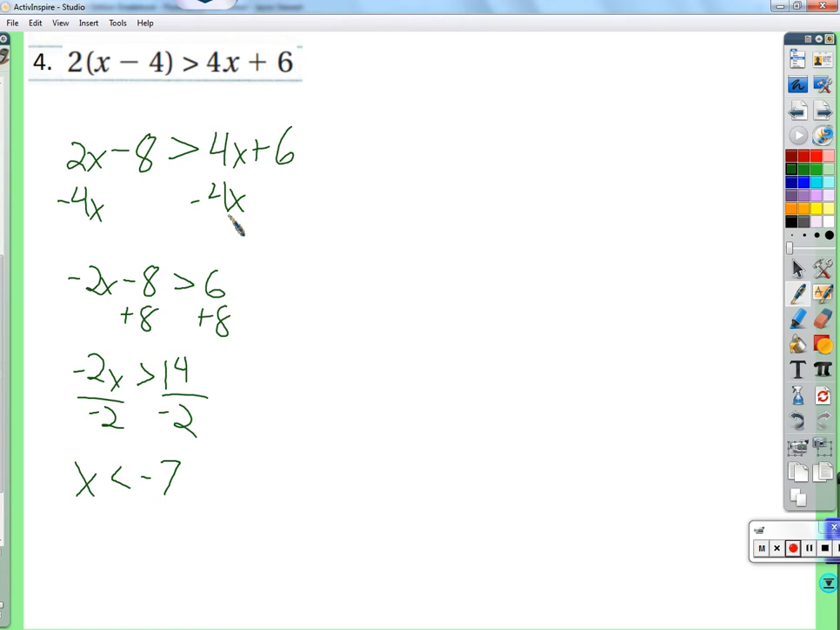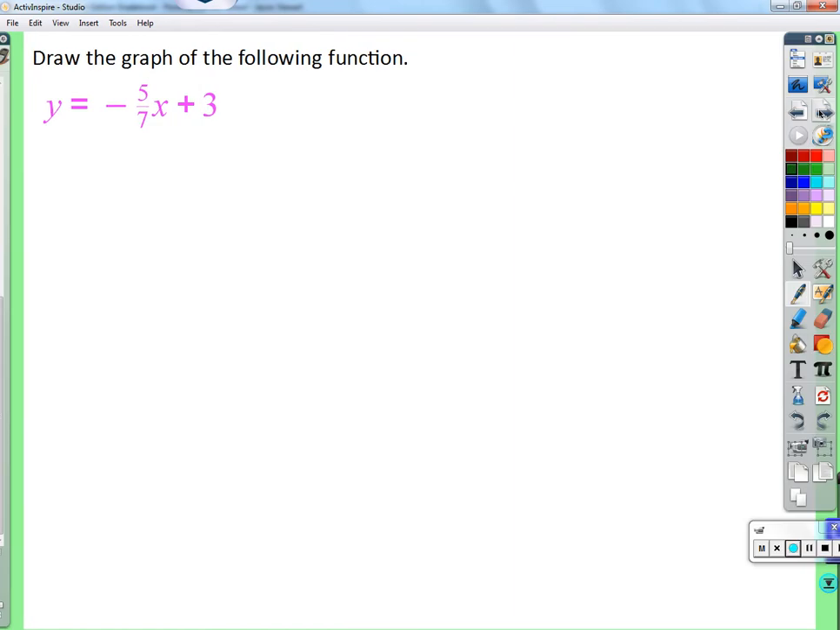Number 4, any questions about that? Alright, pass it in. Or pass it back and then pass it back. Get back into graphing inequalities. Well, get out your notes. And then graph this graph.